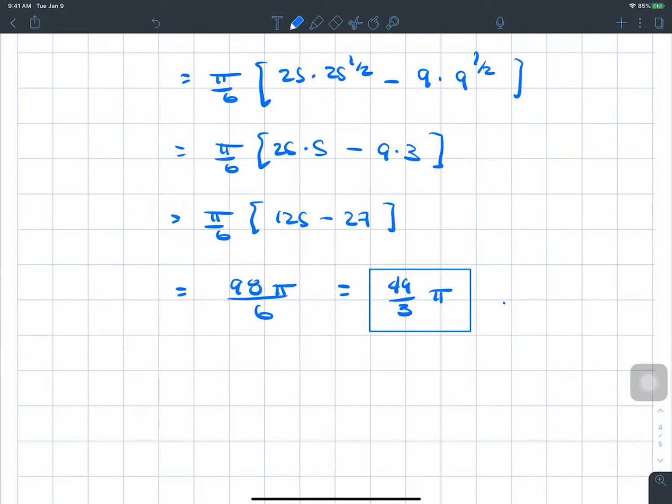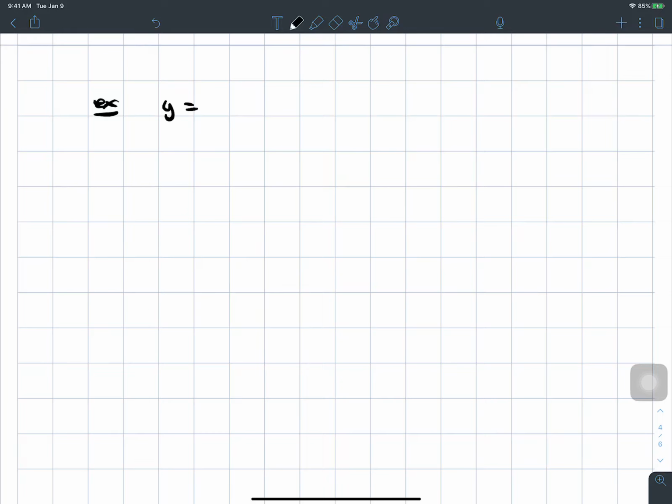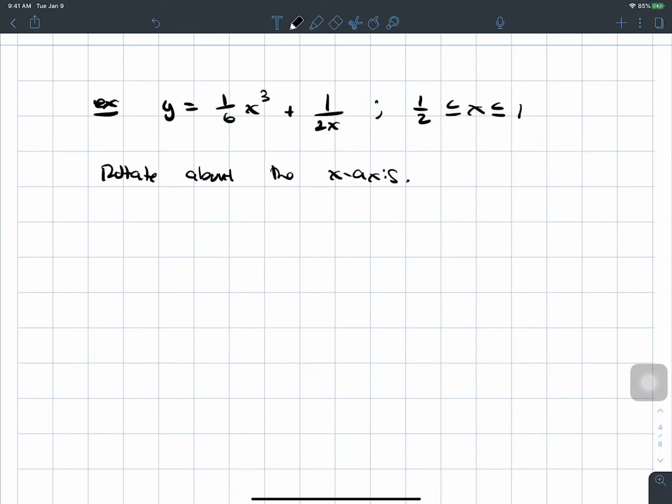But here's an example. Let me give you another example. We're going to rotate again still about the x-axis here. So we get y equals 1/6 x cubed plus 1 over 2x, and again rotate about the x-axis.